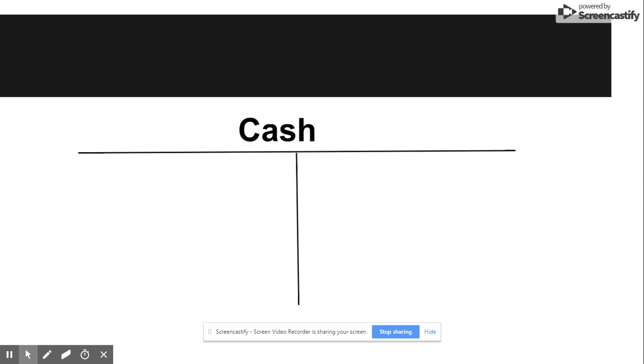Here's how we would set up a T account. We are setting up a T account here for our cash account. We draw the T, which is how it got its name, and we label the top part of it for cash. Again, the left side is the debit side, the right side is the credit side, and that's the same for every account. For cash, because cash is an asset, the debit side is the normal balance side. All assets have a normal balance on the debit side. So the debit side is the increase side and the credit side is the decrease side.